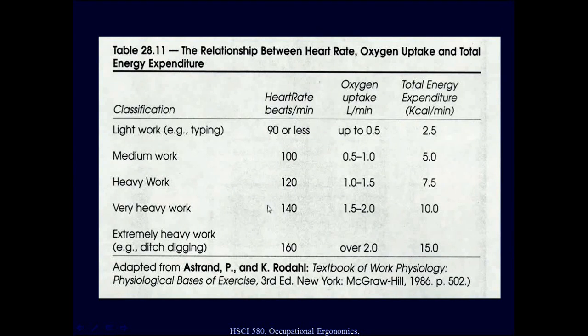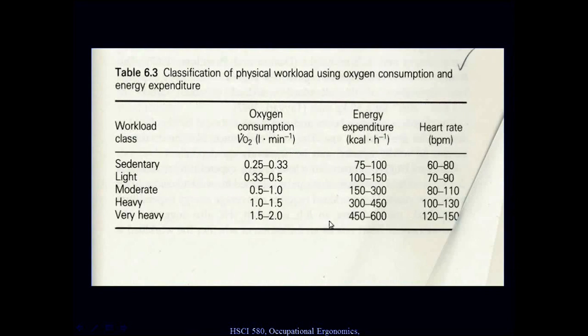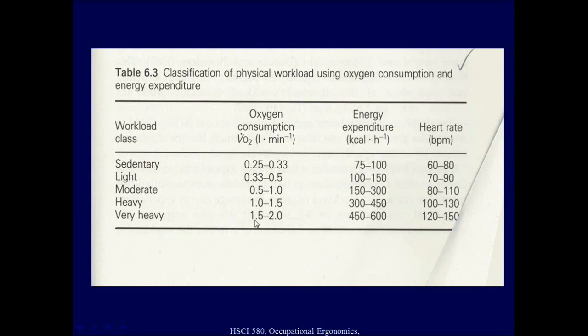So I'd like you to just note these ranges right here, about 90 beats per minute to 160, from about 0.5 liters per minute up to 2, and from 2.5 kilocalories per minute to 15 kilocalories per minute. All of these ranging from light work, such as a typing task or doing some homework, all the way up to extremely heavy work, such as digging a trench. It's another table essentially showing you similar kinds of data for O2 consumption, energy expenditure, and heart rates right here, from sedentary all the way up to very heavy work, showing you similar ranges as outlined in the previous slide.